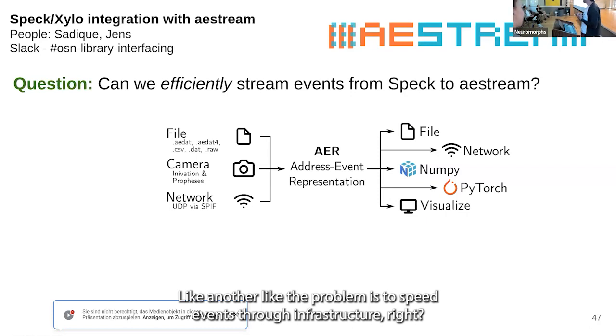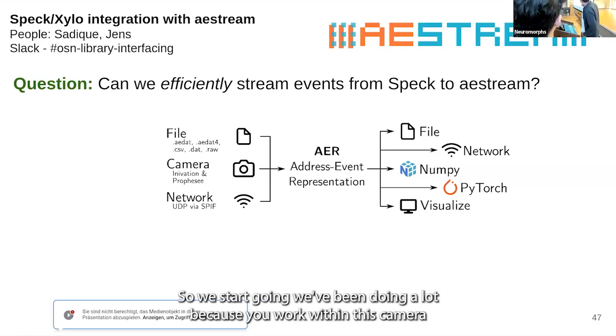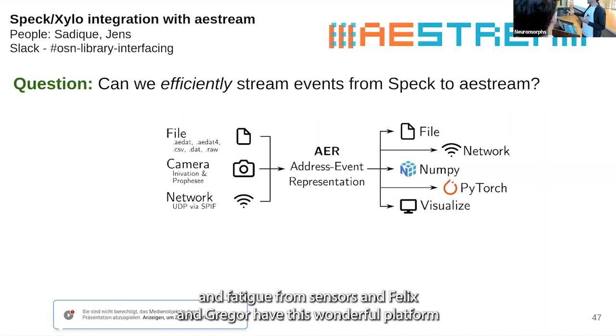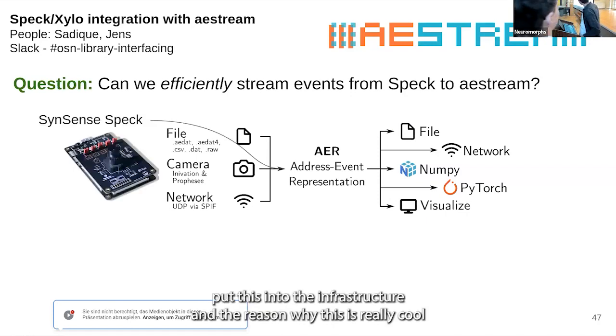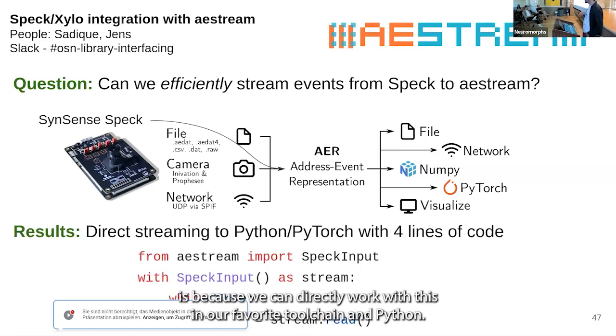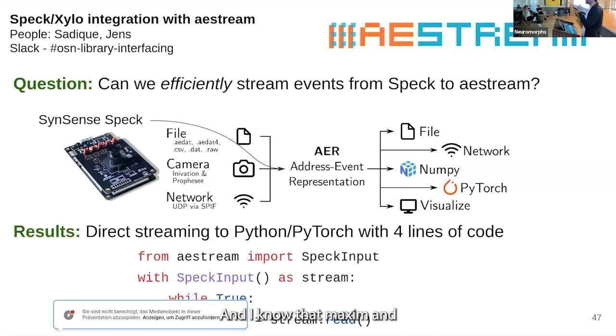Another infrastructure problem is to stream events through infrastructure. In Stockholm, we've been doing a lot of this because we work with event-based cameras, and Sadiq from Synthesis and Felix and Gregor have this wonderful platform that we want to use. So we just want to plug this into this infrastructure. The reason this is really cool is because we can directly work with this in our favorite tool chain, namely Python.